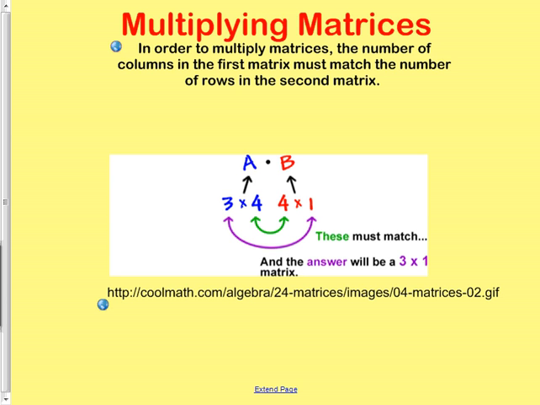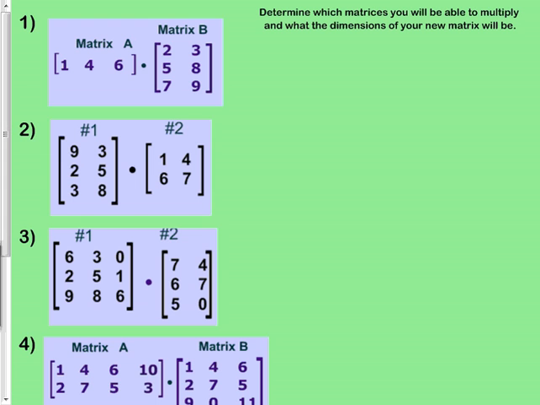Okay, it's multiplying matrices, day 2. In order to multiply matrices, the number of columns in the first matrix must match the number of rows in the second matrix. So I think it's best to just show you one and show you what I mean here.